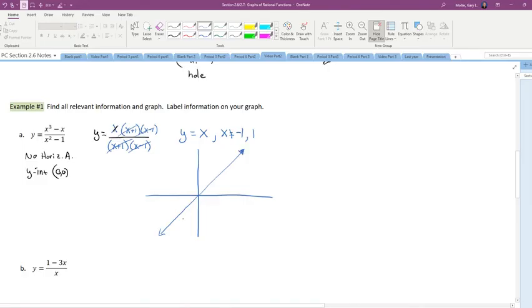Oh, but I'm not supposed to graph y equals x. I'm supposed to graph y equals x everywhere except for when x is negative 1. And when x is negative 1, y is negative 1. So I need to leave out this point at negative 1, negative 1. And if x is positive 1, I get positive 1, so I need to leave out this point at 1, 1. So what I really have are two holes located at these 2 points: 1, 1 and negative 1, negative 1.